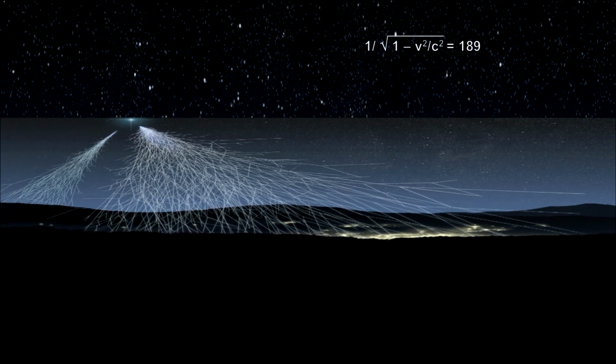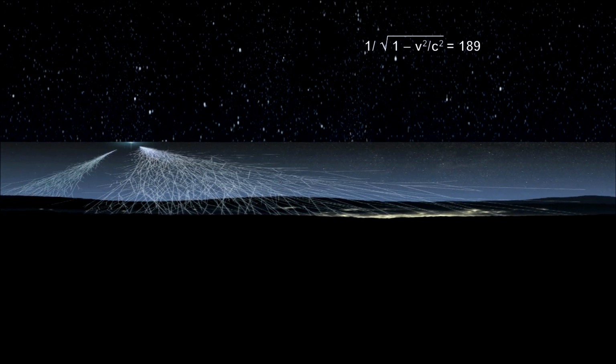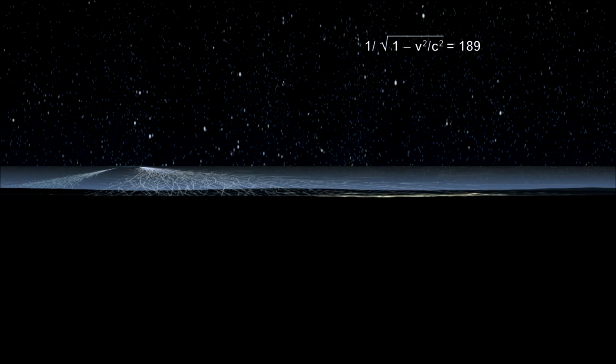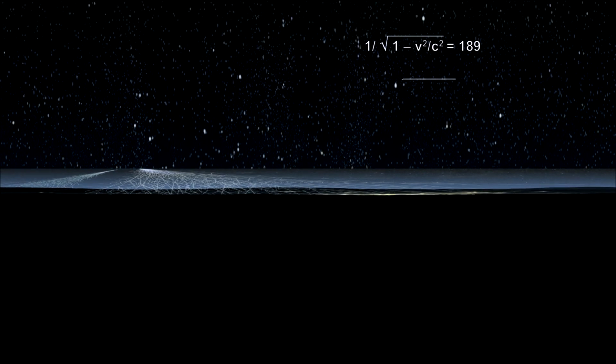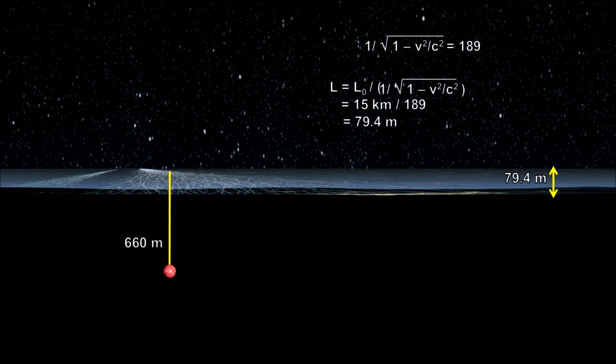This is where space contraction comes in. The 15 kilometers of atmosphere is shrunk. For the muon, the distance to the surface is only 79.4 meters. Most of them will reach it in 2.2 microseconds.